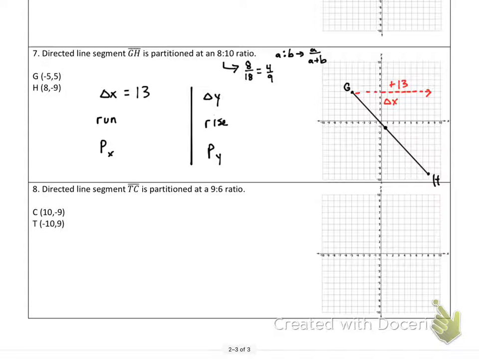Now this is where you get to your own personal preference. You can actually run through and just do all of the X stuff right from the beginning. You've got your change in X, you can figure out your run, you can figure out your P sub X right now. I think just for consistency, I'll do the X and Y at the same time. So what's my change in Y going to be? Negative 14. Okay.